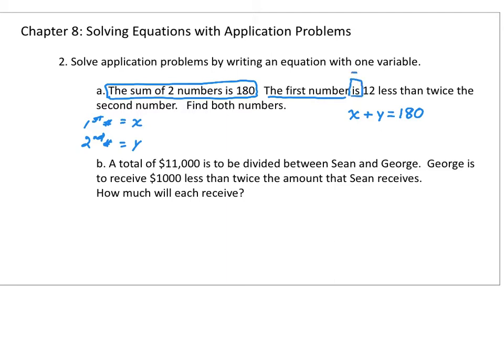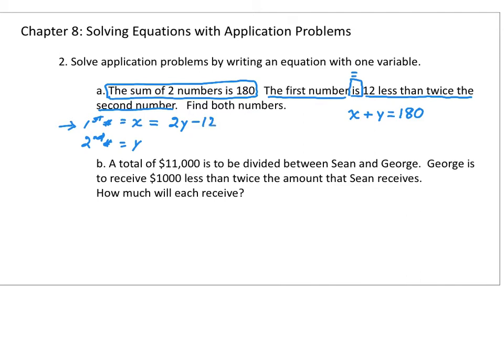So the first number is, now see the word is right here? That's our equal sign for the first number. Let's go over here to where we wrote our first number. And the first number is, there's our equal sign. Now we're going to write 12 less than twice the second number. 12 less means we're subtracting 12. So we're subtracting 12 from twice the second number. So we need to take twice the second number, 2y, right? Because the second number we said is y. So that's twice the second number, 12 less than that, minus 12.